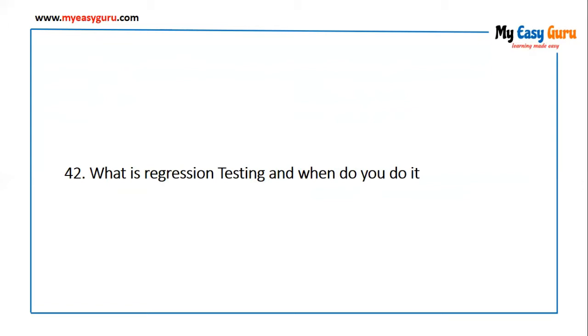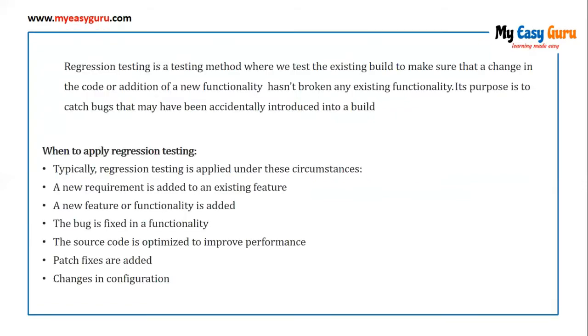What is regression testing and when do you do it? Regression testing is a testing method where we test the existing build to make sure that a change in the code or addition of a new functionality hasn't broken any existing functionality. Its purpose is to catch bugs that may have been accidentally introduced into the build.